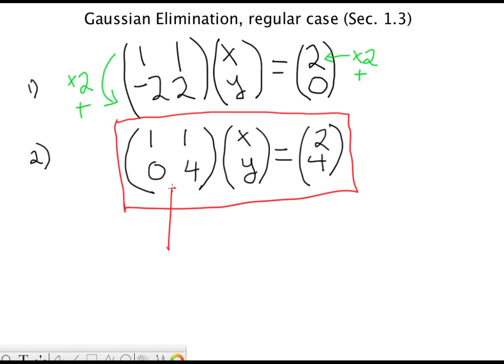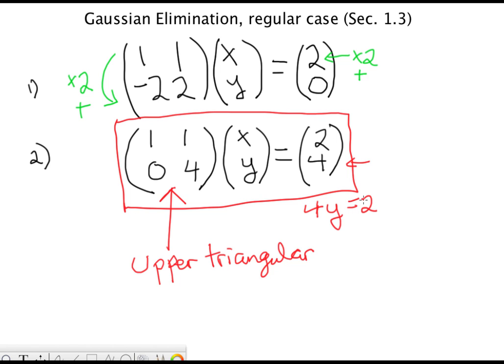And this matrix here is upper triangular. That just means that all of the entries below the diagonal are 0. And it's very easy to solve such an equation because you start from the last row and work your way up. The last row says 4y is equal to 4. That says that y is equal to 1.